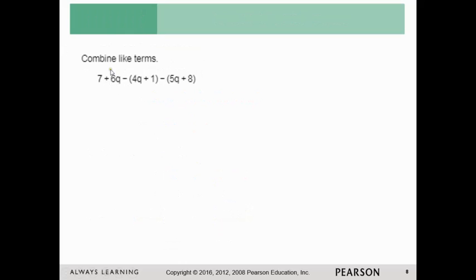So let's look at this one here. It asks us to combine like terms. So the first thing we got to do is deal with these negatives, right? So notice that the first thing we do is distribute the negative signs. Notice that I not only distribute the negative sign to the first term, but also the second term. This becomes negative 4q, and this becomes negative 5q minus 8.